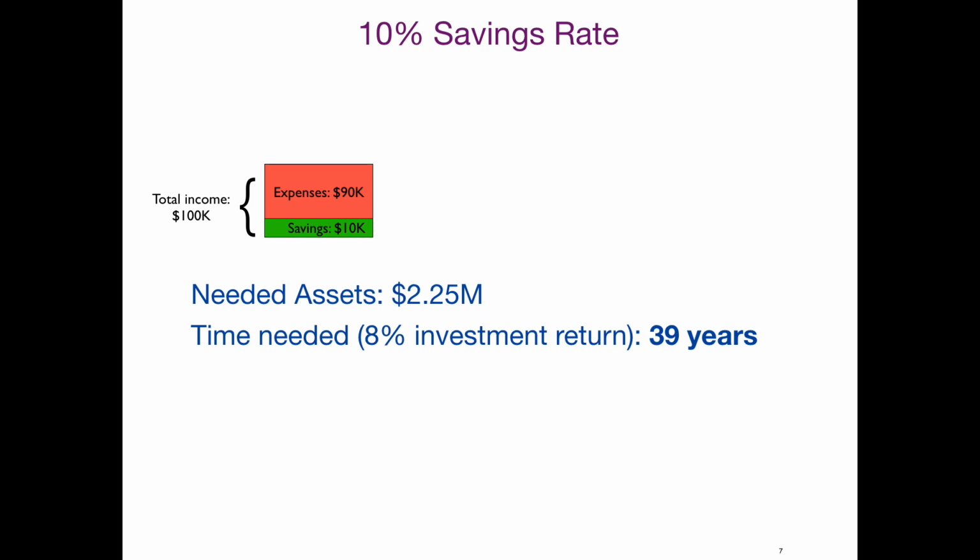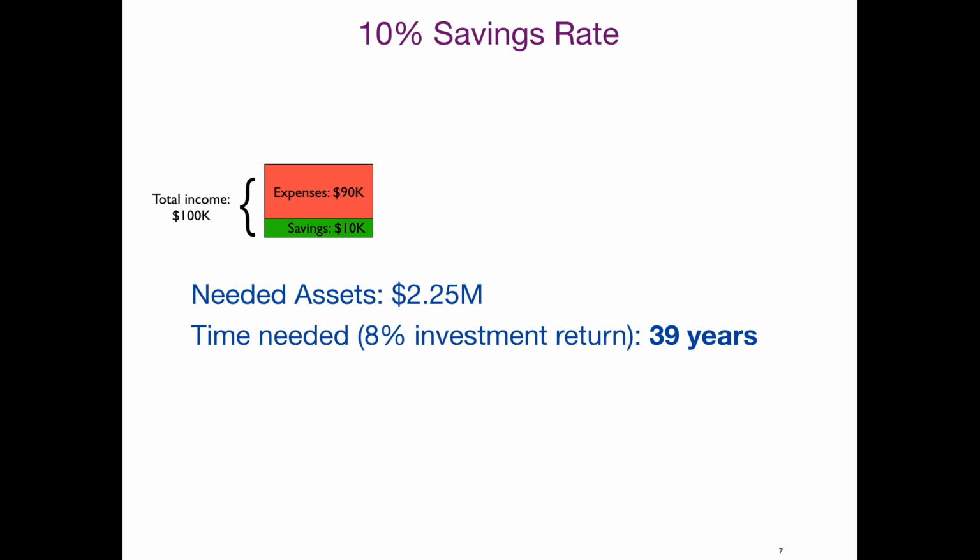So $90,000 a year. How much do you need in order to generate $90,000 a year? You need 90 times 25. That was that formula that I gave you. So that's 2.25 million. How long will it take to save 2.25 million? Well, assuming that you are investing $10,000 a year, it's going to take you about 39 years, assuming you have an 8% investment return along the way.